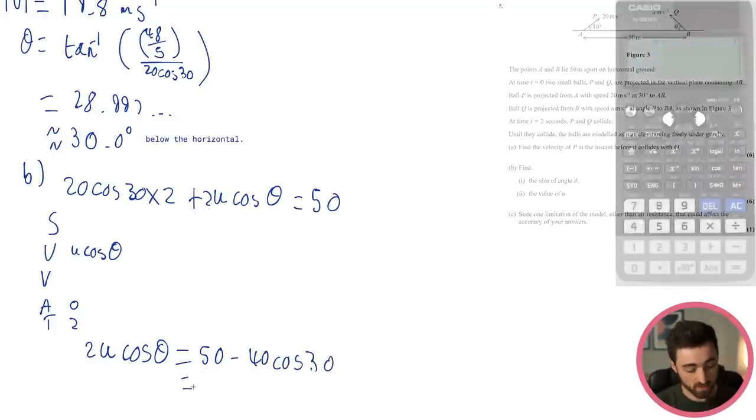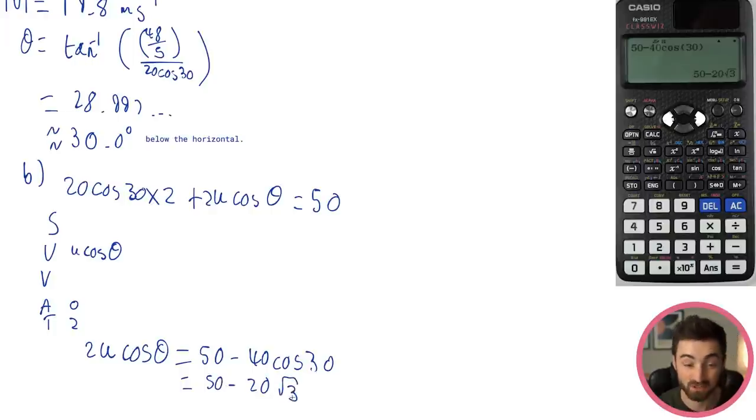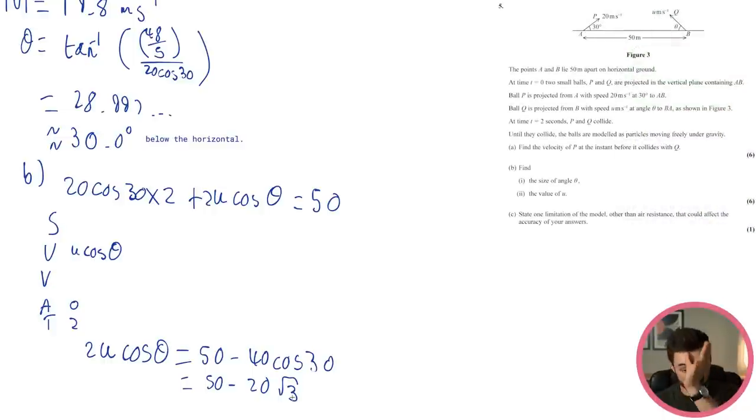Let's see what we've got for that. So that's going to be 50 minus 40 cos 30 is going to give us... I'm going to keep this in its exact form, actually, because it's not my final answer, so I don't want to introduce any rounding errors. I've got one equation here and two unknowns. I'm going to need another equation, okay? How can we get that?